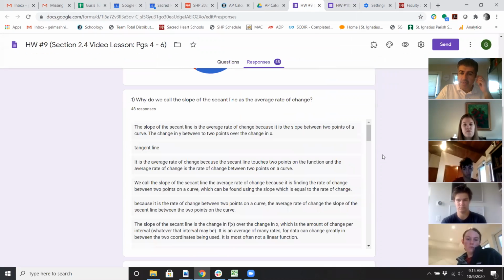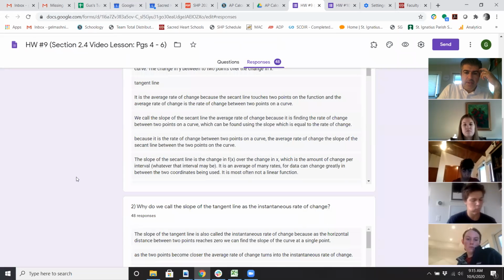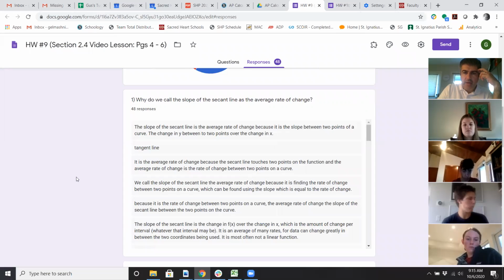So why do we call the slope of the secant line the average rate of change? The slope of the secant line is the average rate of change because of the slope between 2 points of a curve. The change in y between the 2 points over. True. We have 2 points. You find the slope. Just remember, the secant line is a line that passes through 2 points on a curve. You just find the slope, and that's what we call the average rate of change. Again, you're just on average finding how y changes with x over a certain interval.